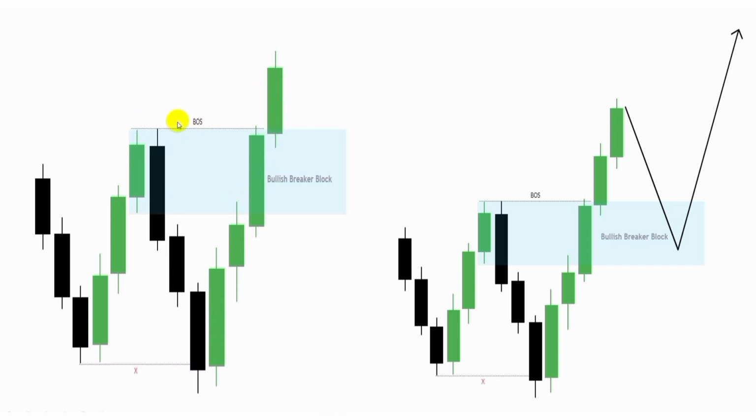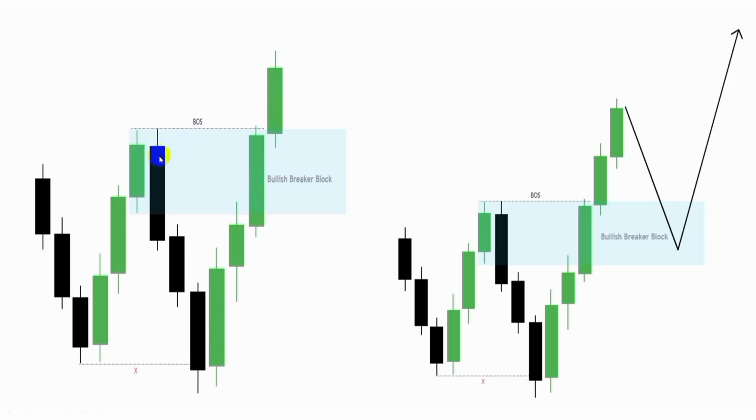So this break of structure is actually a market structure shift. It is leading to a reversal. So the market is no longer bearish. The market is looking forward to becoming bullish, because now we have this candle closing above the last swing high point that broke the previous low point and took out the sell side liquidity. And now price gave a bullish move that took out those swing high points.